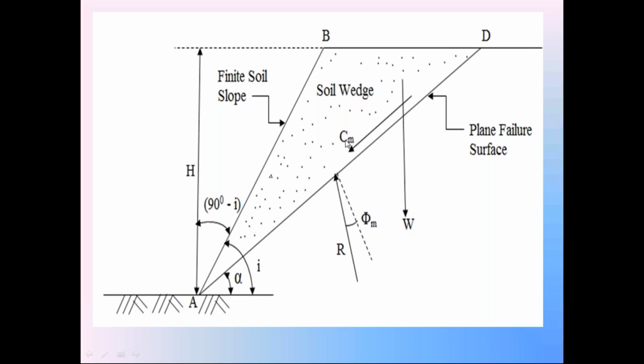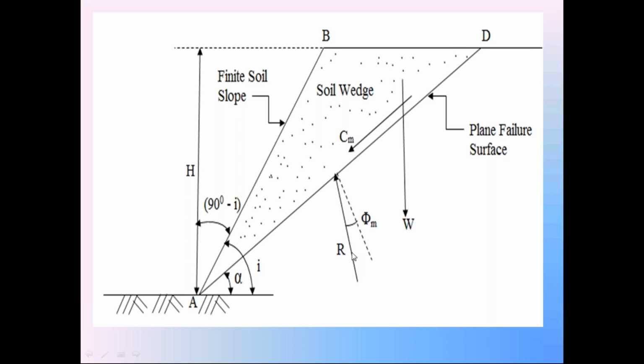The next one is Cm, an unknown force. The third one is R, also an unknown force. Even though these two are unknown forces, you know the direction of Cm, parallel to surface AD, making the angle alpha with horizontal. So in the graph sheet, you know this direction of Cm downwards, but magnitude is unknown. You know the direction of R because it is making the angle phi m with this normal. So in the graph sheet, you can measure this angle phi m. So here you know the direction of R, but magnitude is unknown.